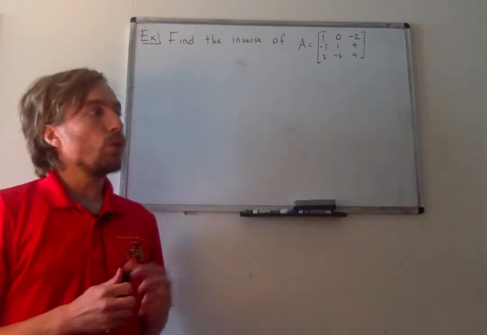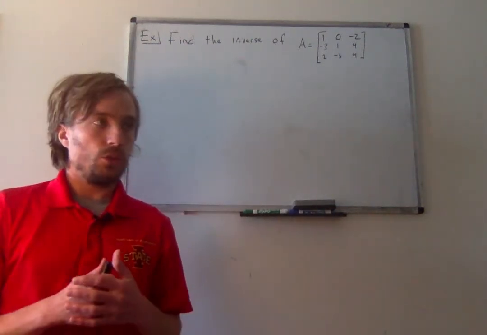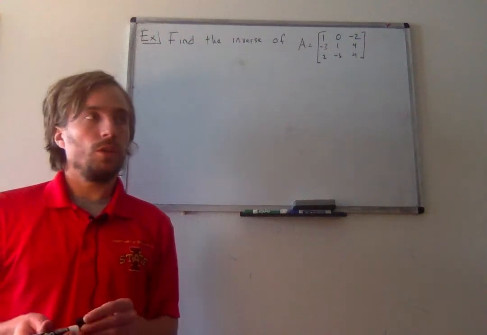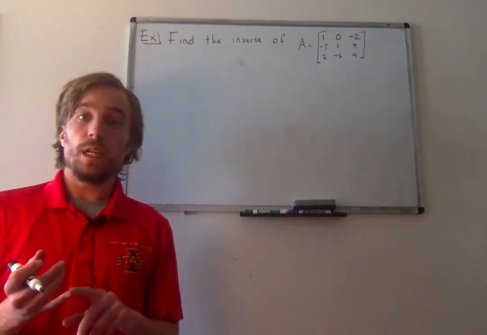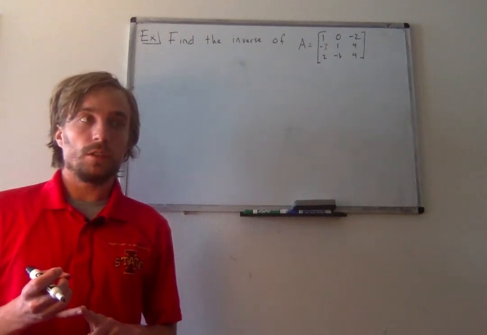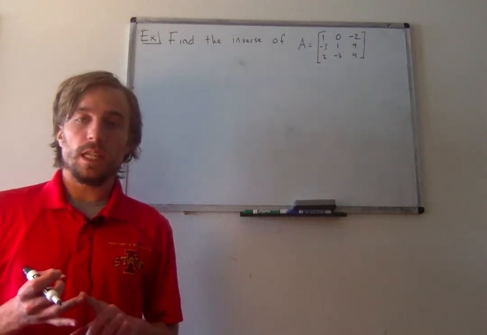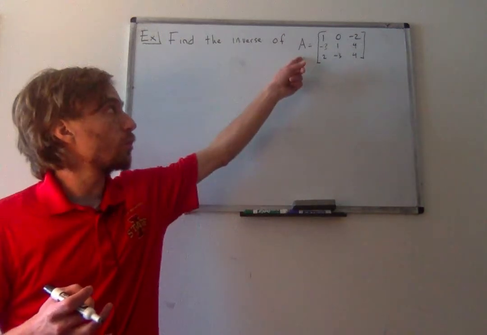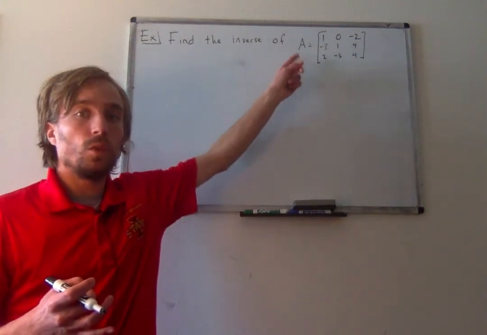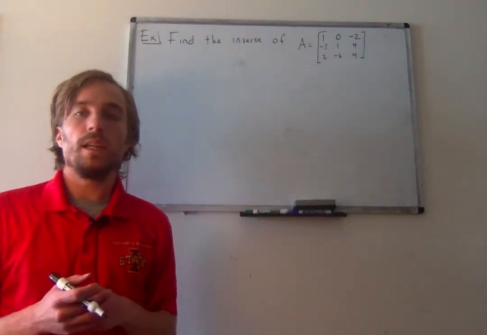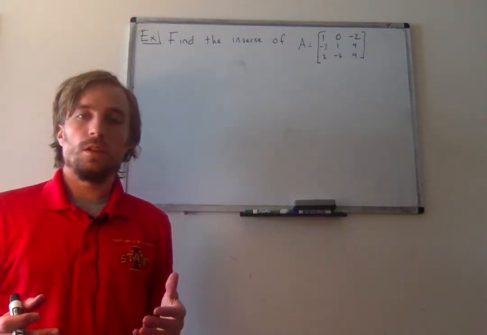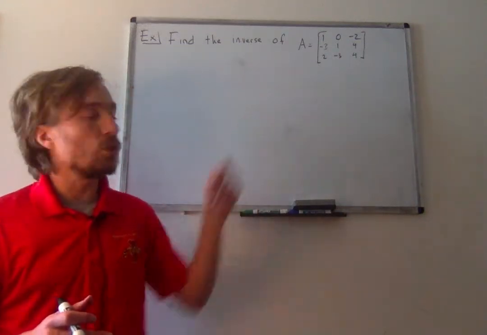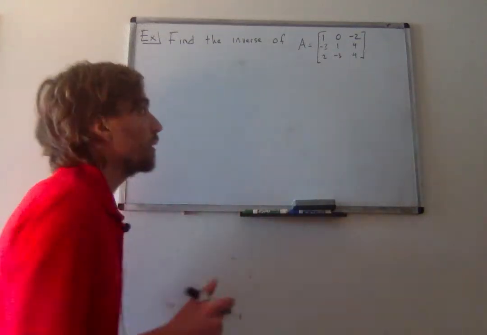So remember what the theorem last video told us was that if this matrix A is invertible, then it should be able to row reduce to the identity matrix, and the same sequence of row reduction steps that I used to transform this into the identity will transform the identity into A inverse. So in order to calculate the inverse, we should always start by trying to row reduce this matrix into the identity.